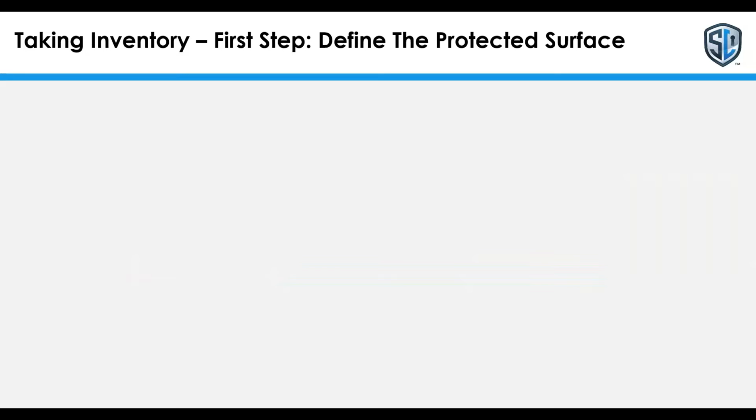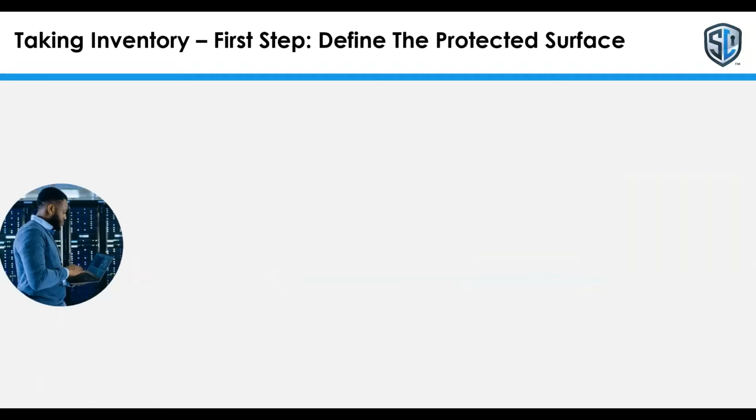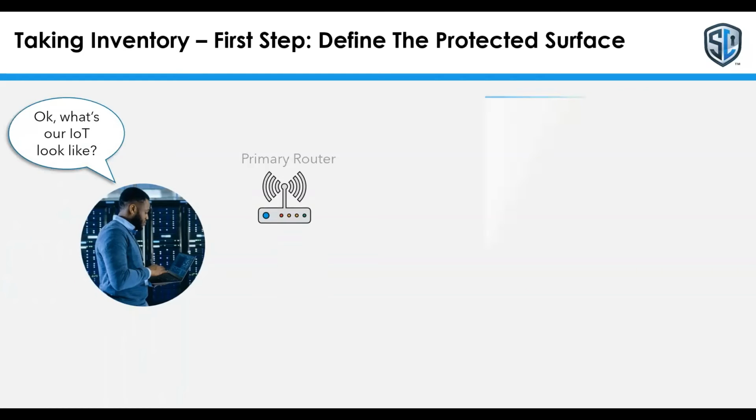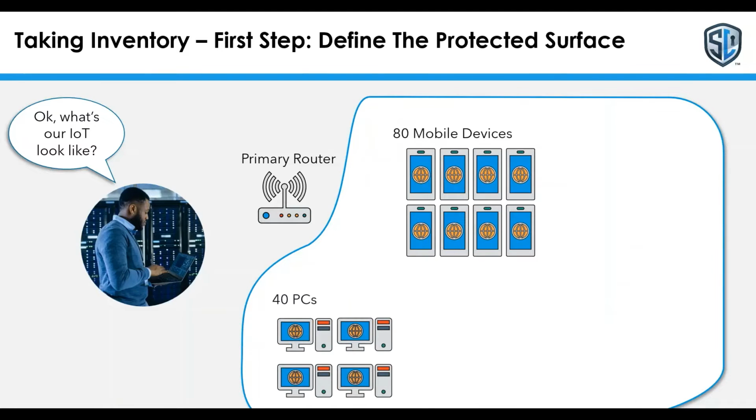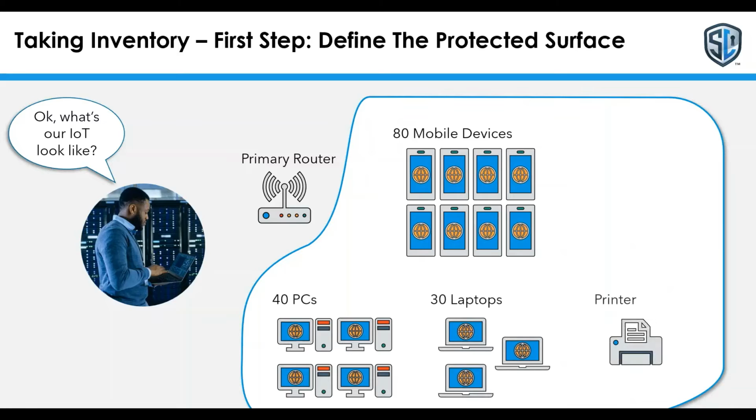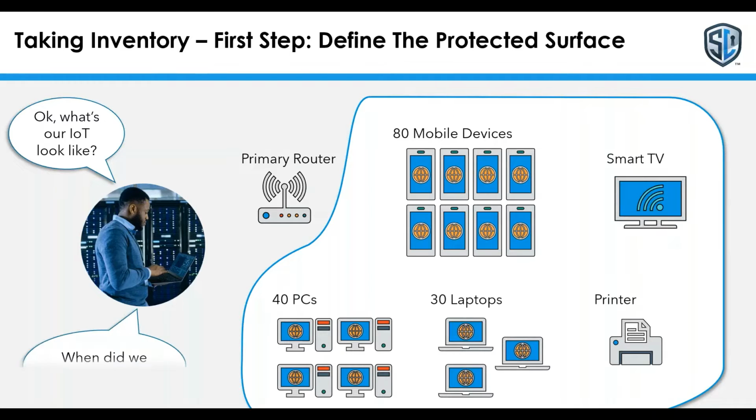So taking inventory is the first step in defining the protected surface. What does our IoT look like? This happens to me all the time. Physically, when did we get a smart TV? Why is that thing talking over the internet? It's physical devices. You need to know what all of them are, as well as who uses what.